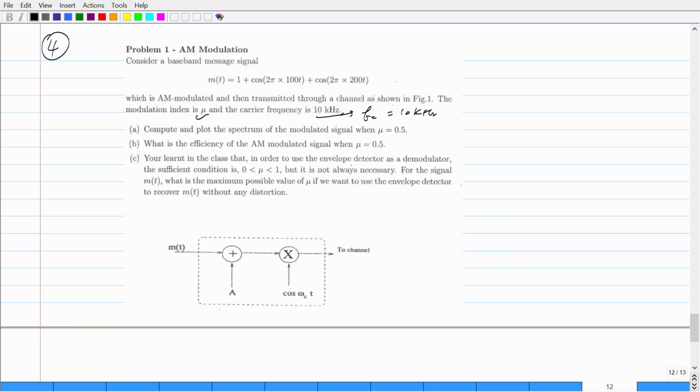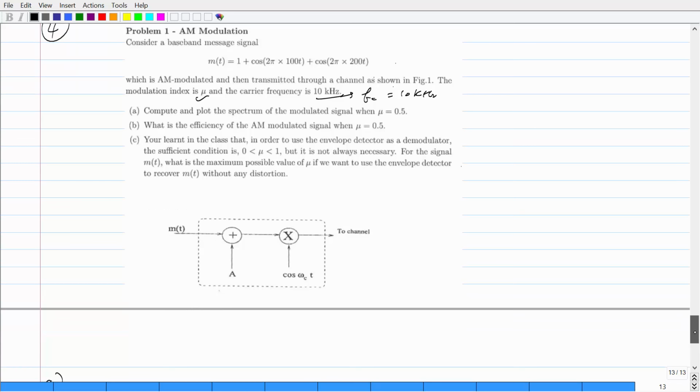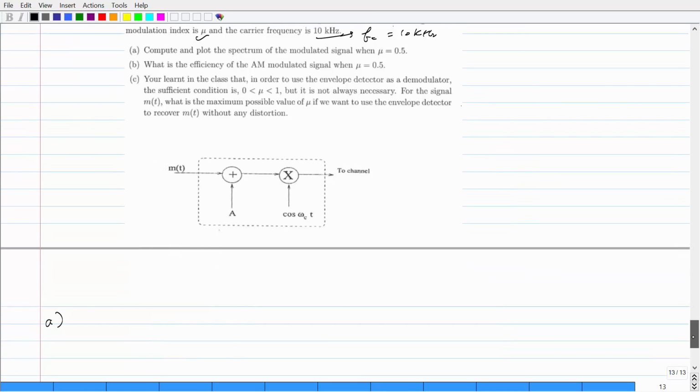This is what is known as a sufficient condition. So if you want to be able to use an envelope detector properly, you have to make sure that the index is between 0 and 1, but that might not be the case all the time. And this is a question where you can actually get an index which is greater than 1, and you can still be able to recover your signal properly, but that's a special case. Okay, so A. Compute and plot the amplitude modulated spectrum when the signal is at mu is equal to 0.5.